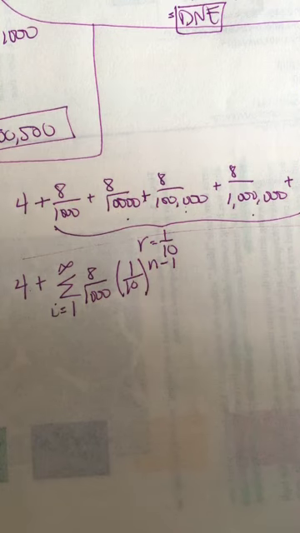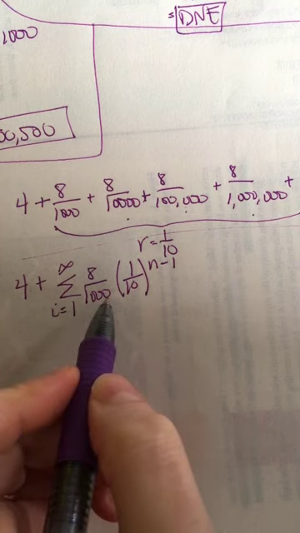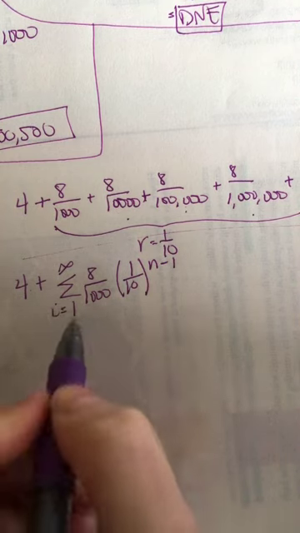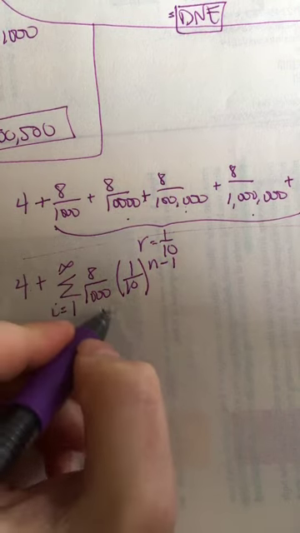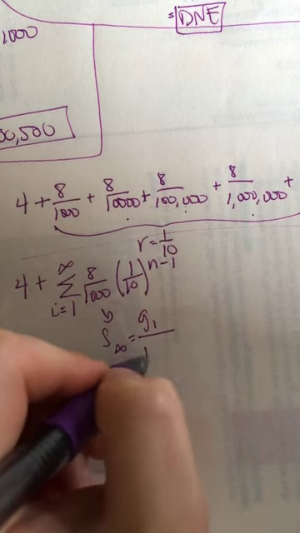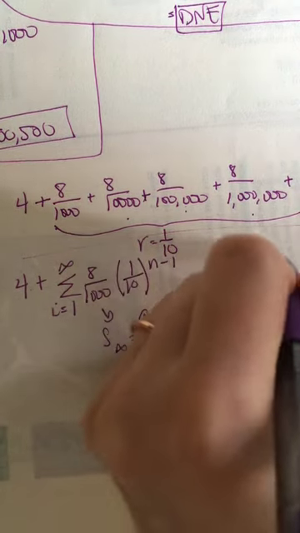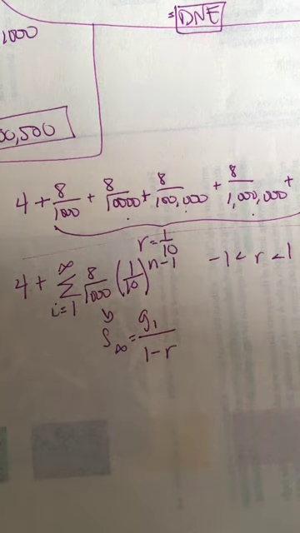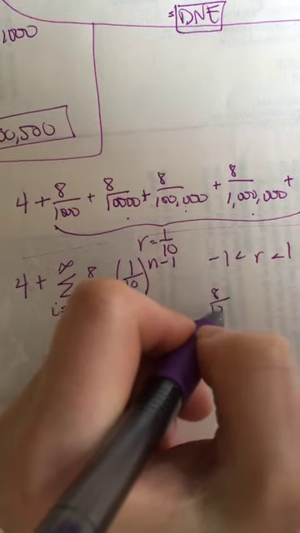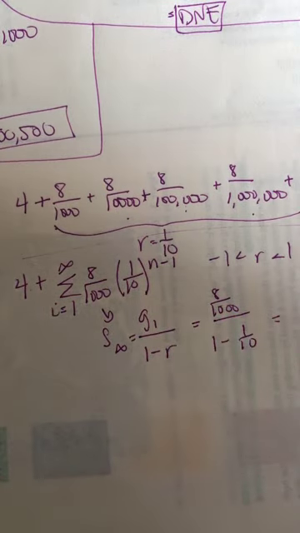And it wants to know what it converges to. So this is an infinite geometric series. The whole thing is not geometric, but this part is, so I can use that to my advantage. So I know this part is going to add up to g sub 1 over 1 minus r because, what's my ratio? 1/10. Is that between -1 and 1? Yes. So I can write, it's going to converge to the first term, which is 8 thousandths over 1 minus 1/10. And I'm going to plug this in my calculator.